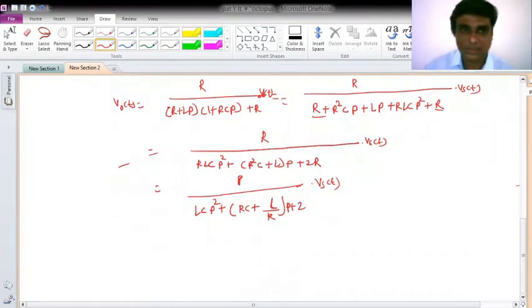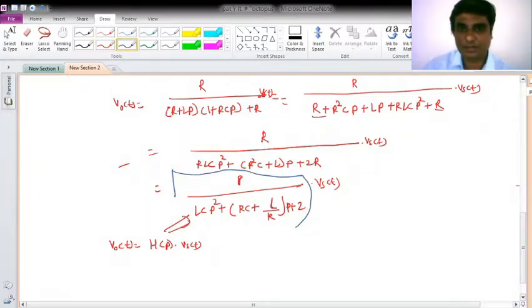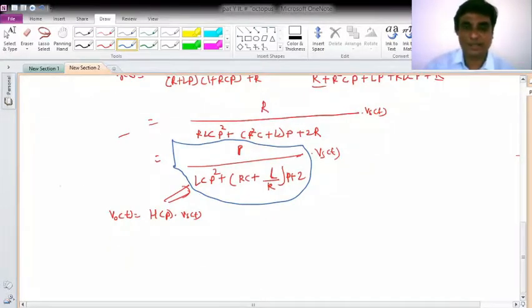So in this case, what is my H of P now? That is the system operator, H of P into Vs of t. This is my H of P where I am interested, and once I know the system operator or the characteristic equation, I can find out the roots, and once I know the roots I can obtain the solution.